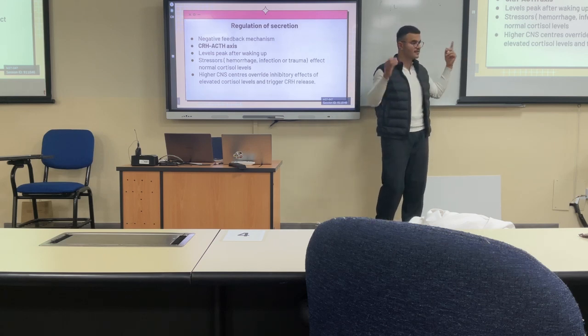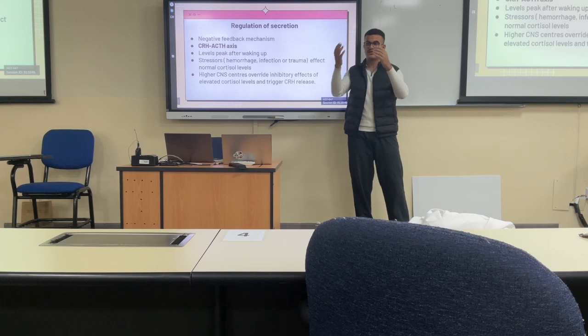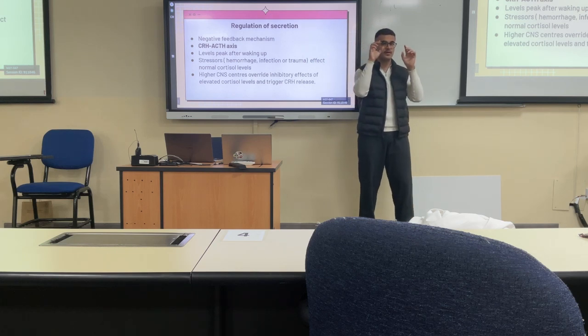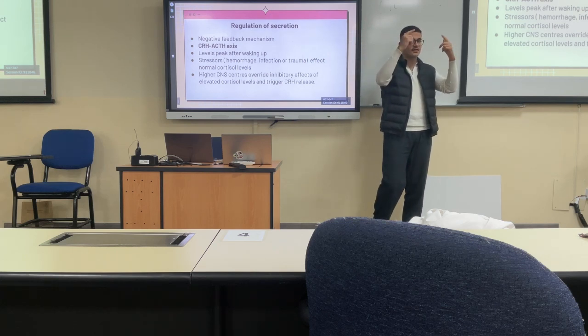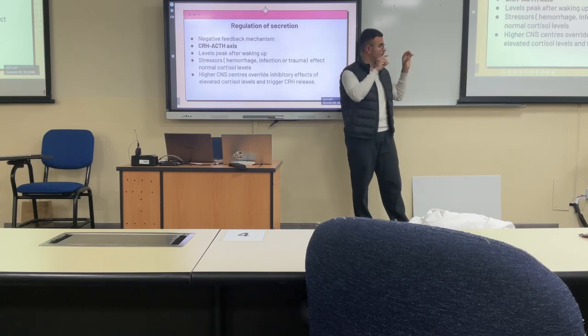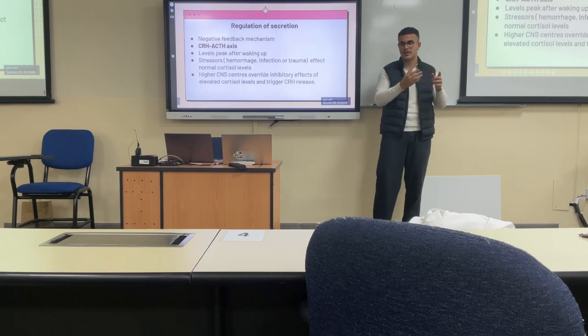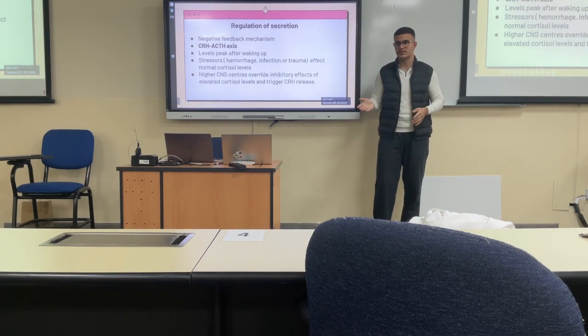So the higher CNS centers are going to override this inhibitory effect and cause the pituitary to keep secreting ACTH, to keep the glucocorticoids and glucose being secreted. Okay?